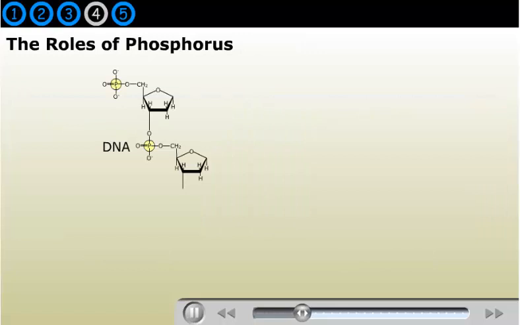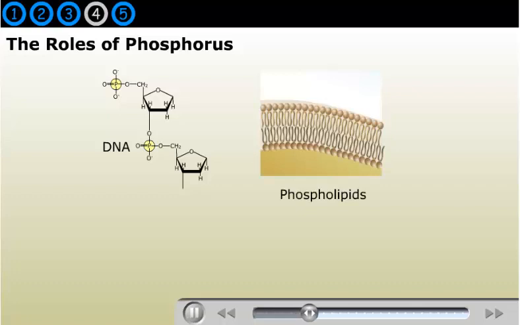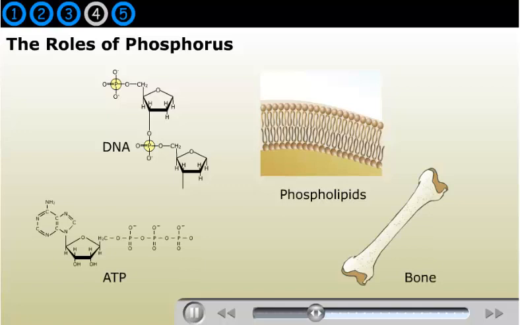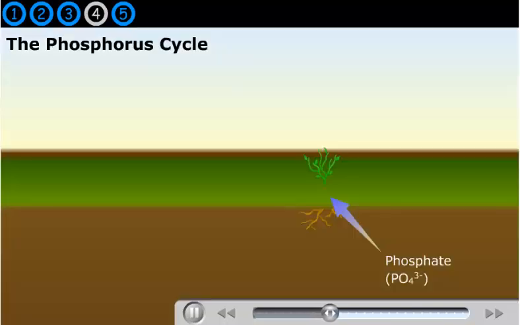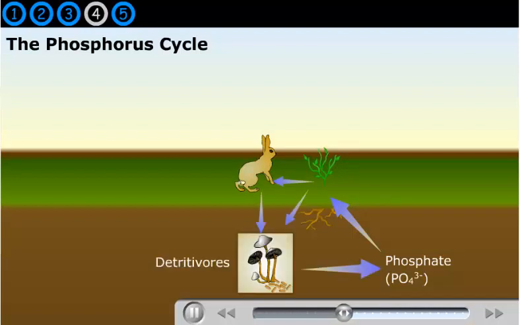Phosphorus is an important building block of DNA, as well as a component of phospholipids in cell membranes, energy molecules like ATP, and even our bones. There is only one important inorganic form of phosphorus, and that's phosphate. Plants absorb phosphate from the soil and water and use it to synthesize organic molecules, which are passed on to consumers. Phosphate is added back to the soil by the decomposition of dead material and feces.